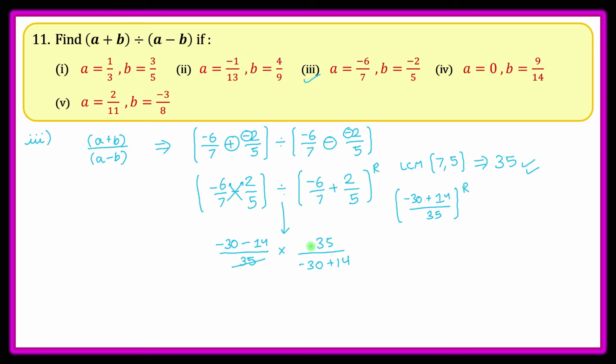Now I can cancel the factor of 35 in the new denominator. We get minus 30 minus 14 divided by minus 30 plus 14.